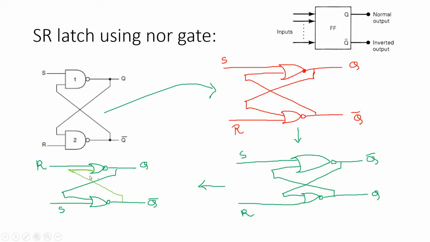You should understand, don't simply replace NAND by NOR and start analyzing the circuit. Try to understand what is happening and why this is happening, because NAND and NOR work in reverse fashion. So if this is the circuit for NAND, this must be the circuit for NOR gate. Now we will start analyzing this circuit.